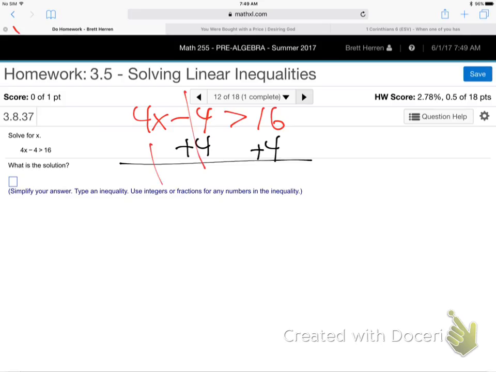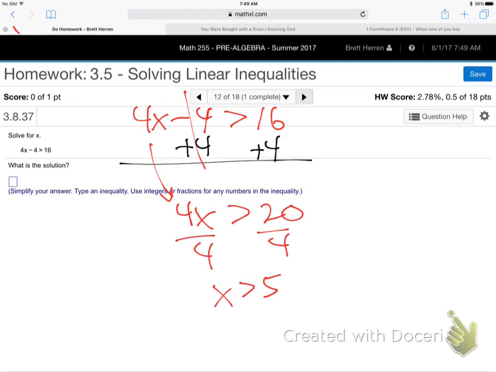So add 4 to both sides. Get to there. 4x is greater than 20. Now how do we finish solving for x there? Divide by the 4. So x is like that.